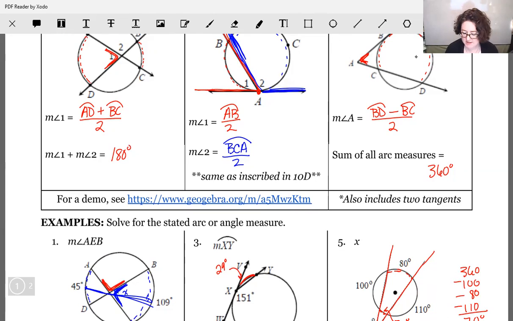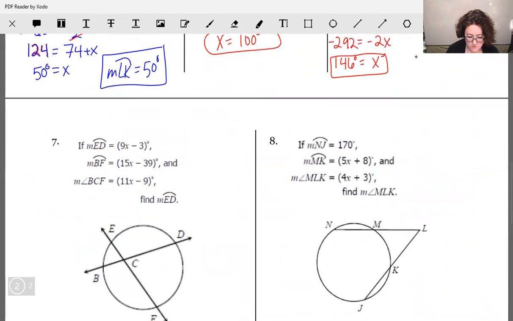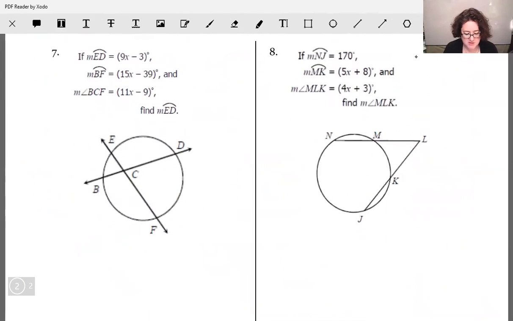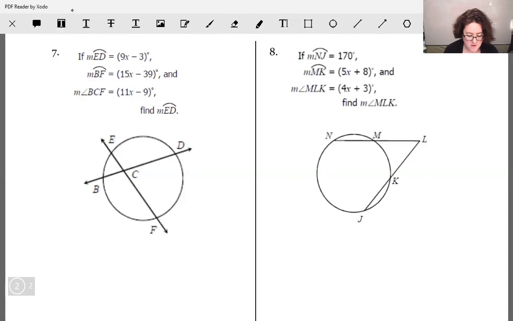All right, let's look at our last 2 examples. So again, this is going to be kind of mix and match of our 2 rules. So number 7, we're given some measures. Let's go ahead and label those before we do anything else. Okay, measure of arc ED, so that's this arc here, is 9x minus 3. Measure of arc BF, well, that's 15x minus 39.